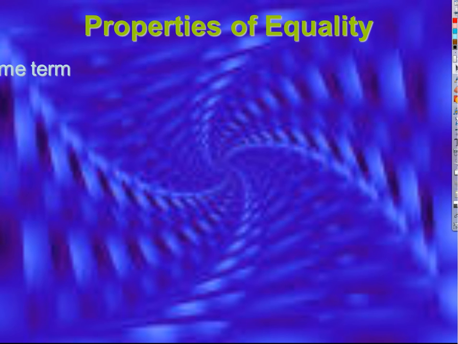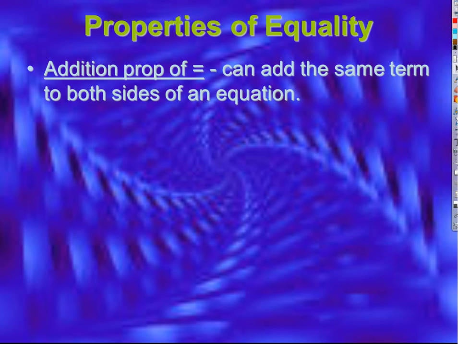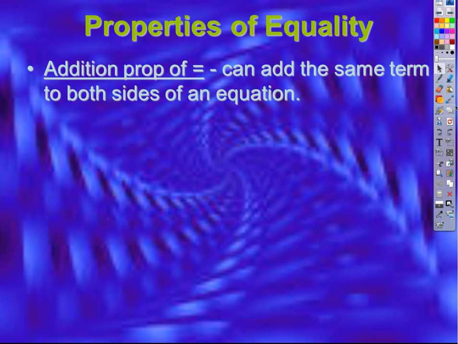Okay, properties of equality. Now this sounds fancy and high power and very math-like, but we're going to boil this down to a real simple concept. The addition property of equality just says you can add the same term to both sides of an equation. Oh, and by the way, throughout the year I want to make sure that these math words that you're used to hearing make sense to you. What does it mean when I say term?